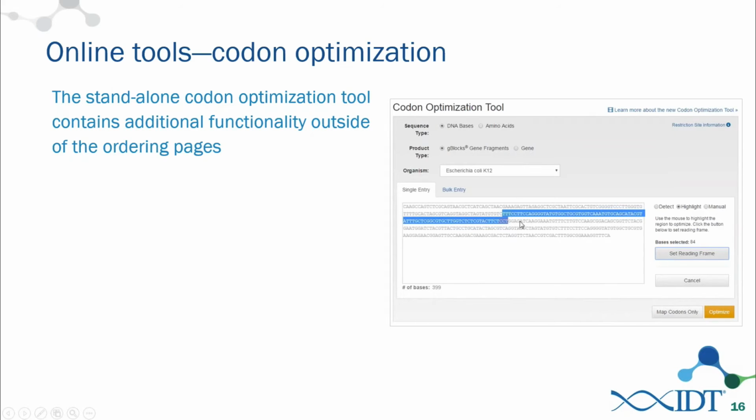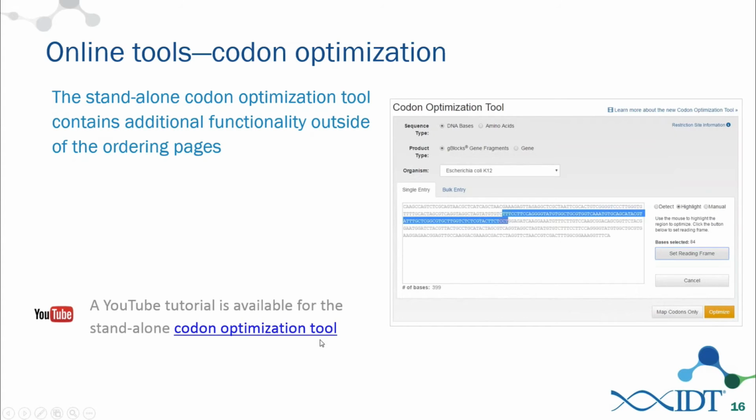Again, you can set the reading frames however you like. There's an auto detection, there's a manual selection where you can paste, and you can also identify things by base number. So however you wish to modify these, you can go ahead and do that. Again, there are tutorials available on YouTube that can show you how to use this tool, and we are always happy to help answer questions with this.